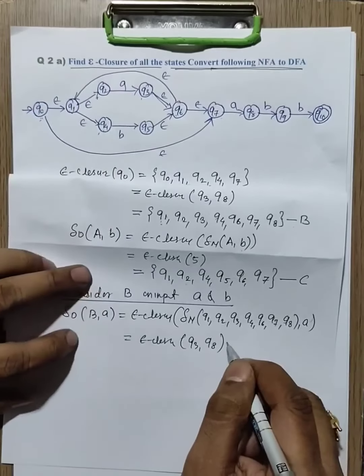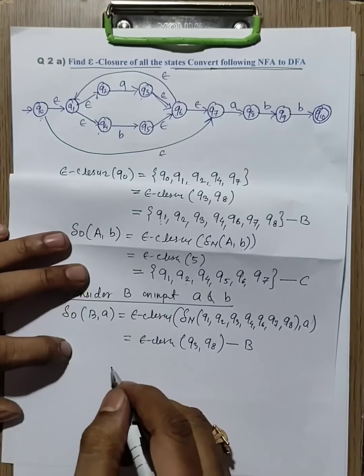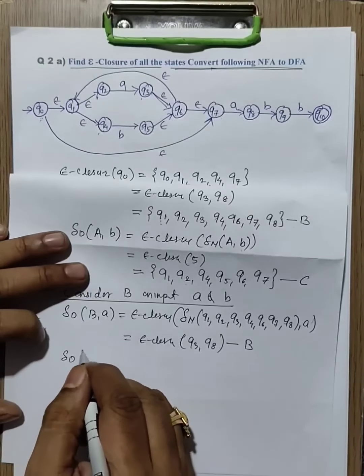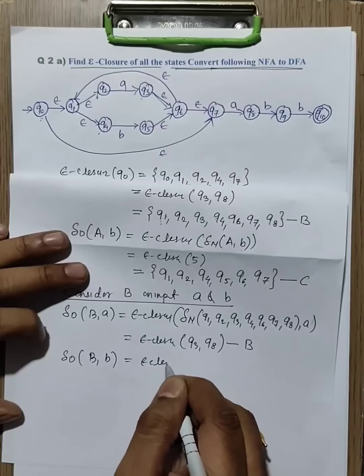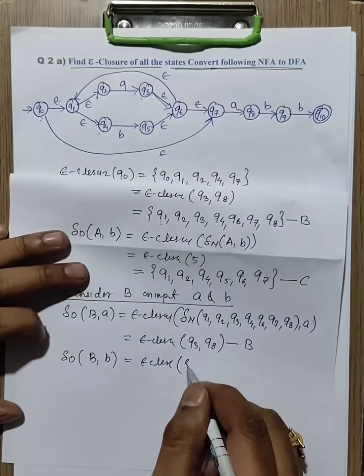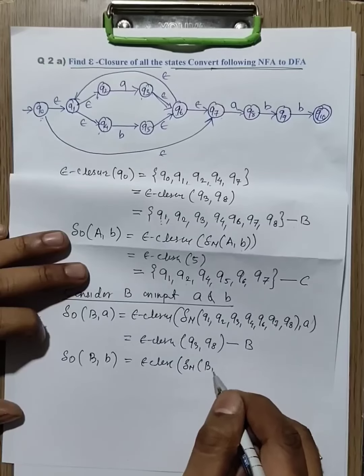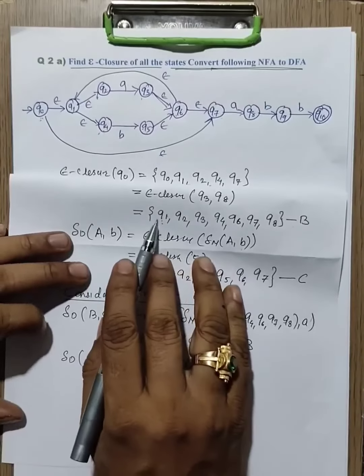Epsilon closure of Q3 and Q8 is the same state B. B on B, delta of n B on B, direct you can write B.